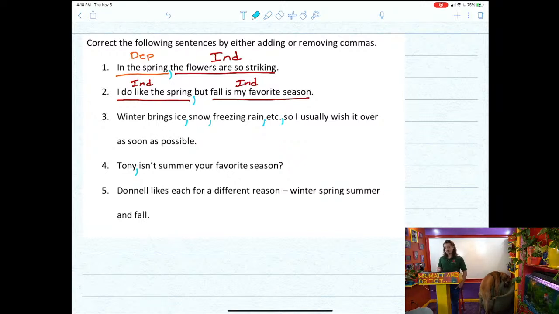Number five, Donnell likes each for a different reason: winter, spring, summer, and fall. So Donnell likes each for a different reason, dash, winter, comma, spring, comma, summer, and fall. Of course, that last comma is an Oxford comma, so if you chose not to use it, that's technically not incorrect. You just want to be consistent.